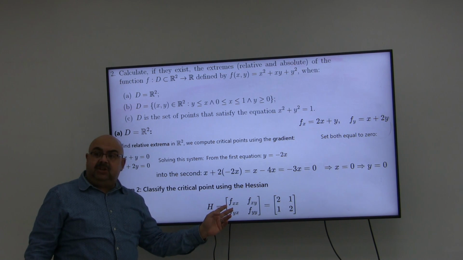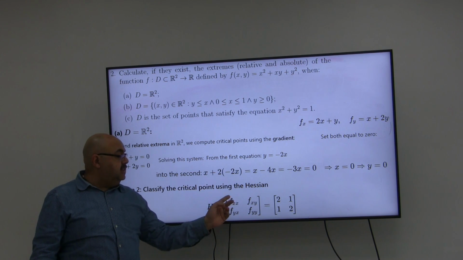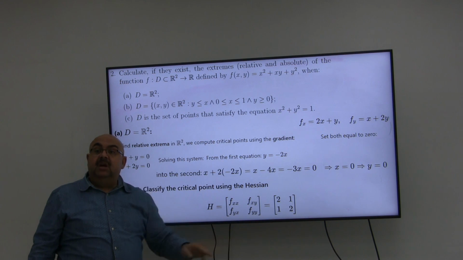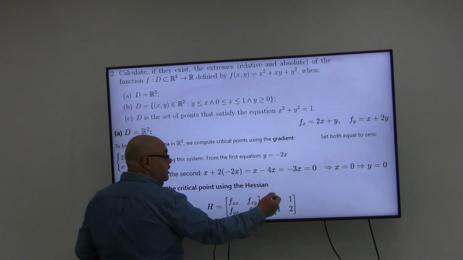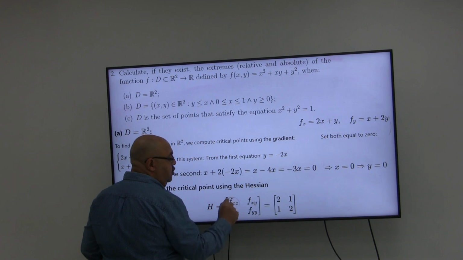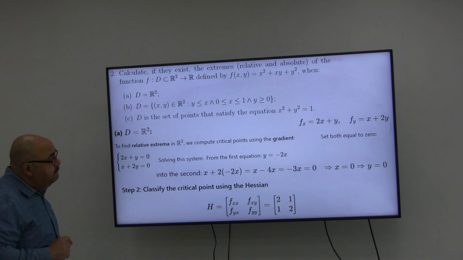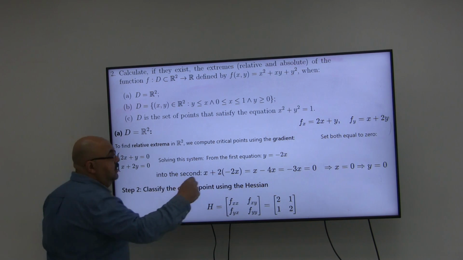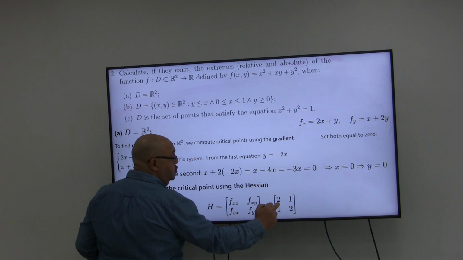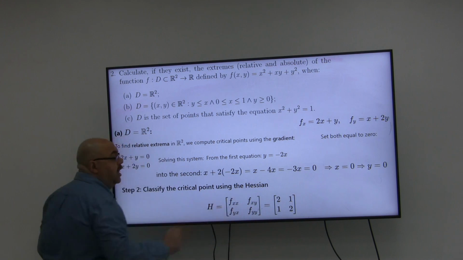I will get the Hessian matrix, which means I will differentiate the first derivative a second time for x, a second time for y, and the mixed derivatives. This is the Hessian matrix. Mr. Ziad, evaluate the Hessian matrix. It's going to be 4 minus 1, which is positive 3. Please try to find the value of f double x. The value of f double x, which is 2. So the value of the determinant is 3, and f double x is 2. This is a minimum point.